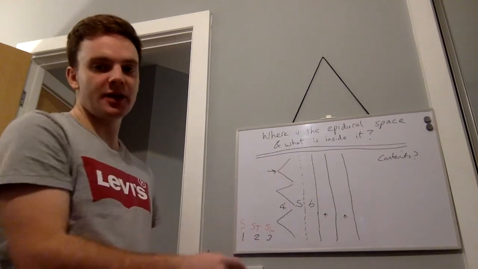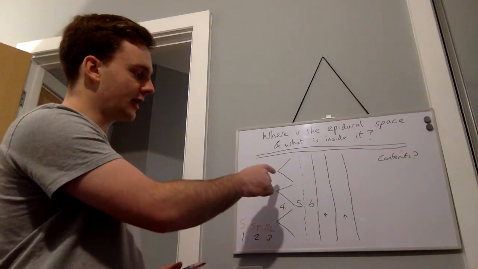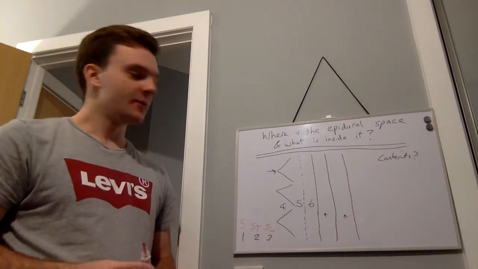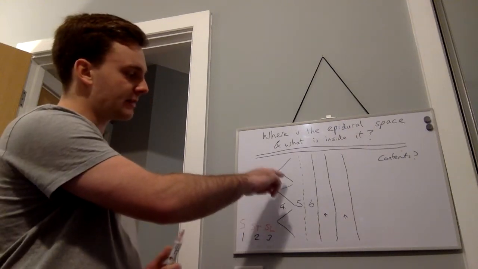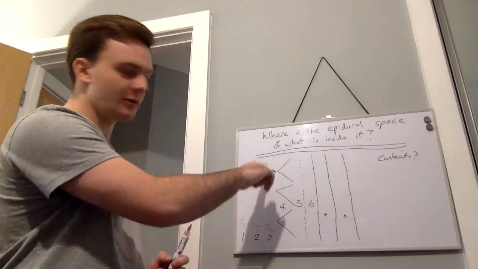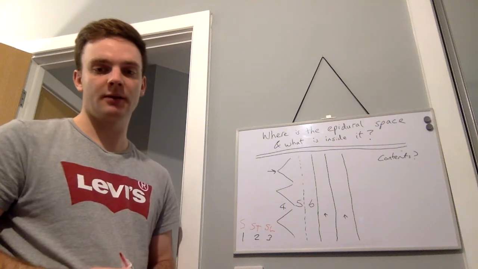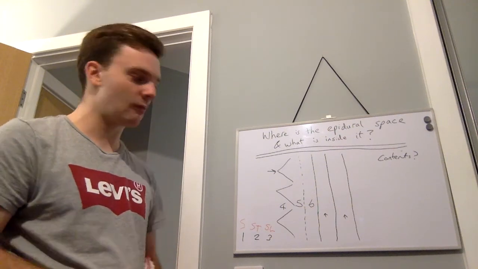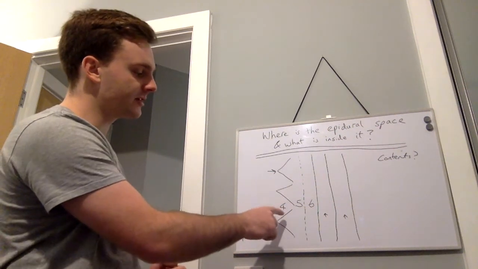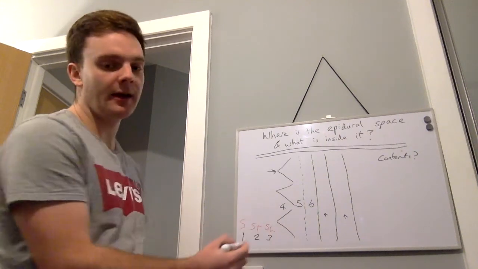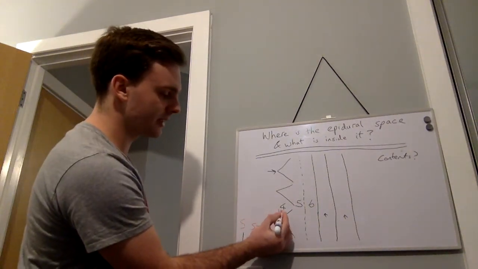These triangles here are to illustrate the vertebrae. So, this point here of the vertebrae will be the spinous process, and we would have palpated this before performing epidural catheter insertion. And then between the vertebrae, we have number 4 here, and this will be the interspinous ligament.